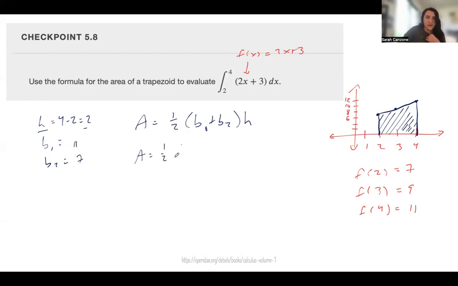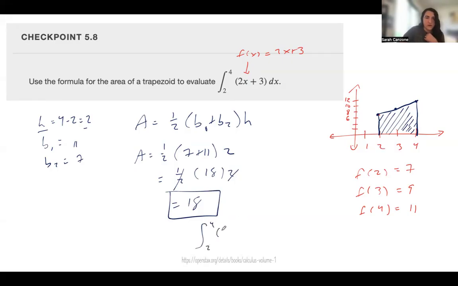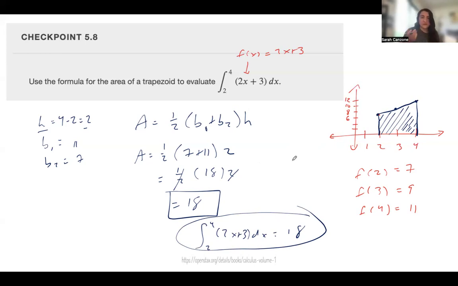Therefore, the area is 1/2 times 7 plus 11 times 2, which is 1/2 of 18 times 2, but then 1/2 times 2 goes away, and your answer is just 18. So that means that the integral from 2 to 4 of 2x plus 3 dx equals 18. And once we get to definite integrals, using antiderivatives in the next section, we can use our power rule for integrals and the rule for the bounds to confirm that this is in fact going to be 18.